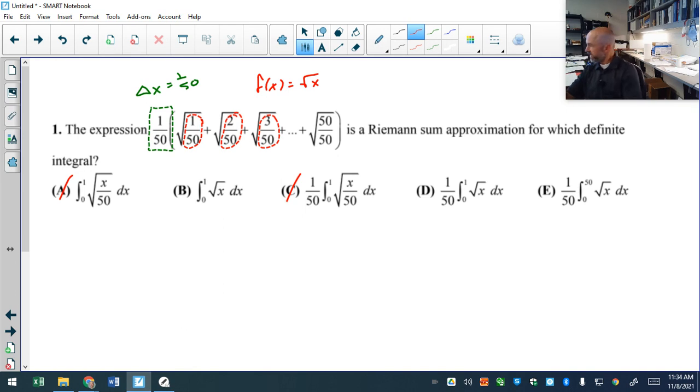And as far as the limits of integration, as far as the values that we plug in to evaluate, I'm finishing with 50 over 50. What is 50 over 50? That's 1.